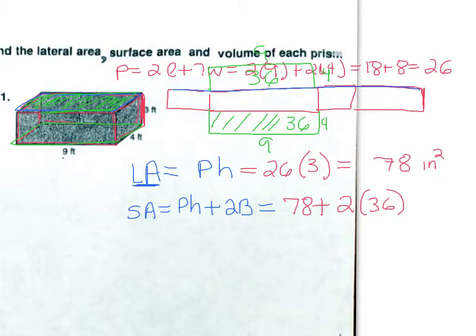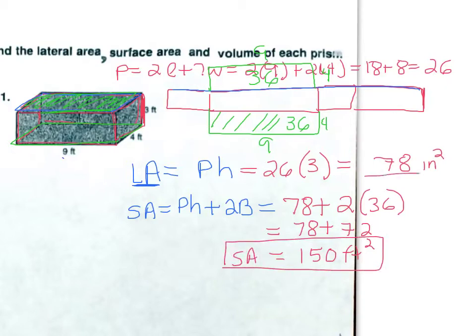You put that into the calculator. So put that into the calculator, 78 plus 2 times 36. And that, add up those two numbers, that's 150. So that's 150 square feet. And this is the surface area. So surface area, lateral area, and now let me get my volume.